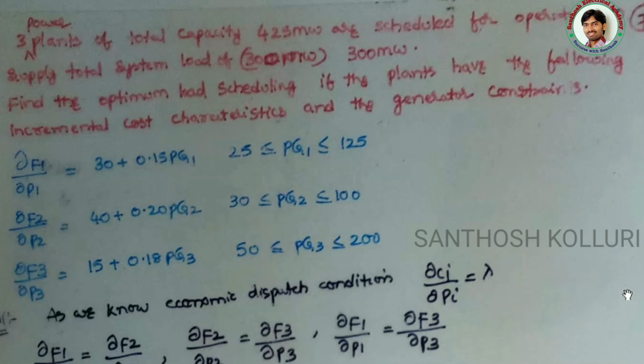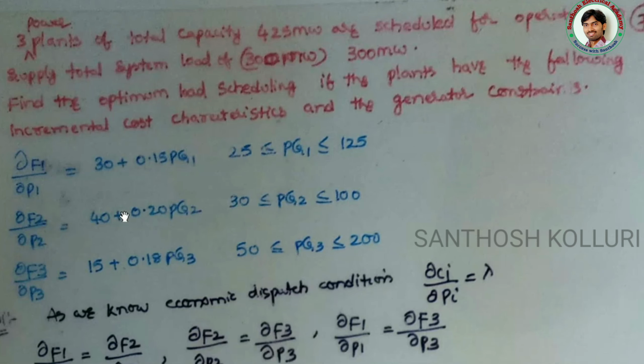For every calculation, you have to check with these limits. If the generation is crossing its limit, then you have to set for the minimum or maximum limit. Then you have to proceed for the economic operation. So that is an important thing that you have to understand here. After solving, you have to check the limits. Otherwise, the economic operation will not be possible. So how to solve this type of problems?